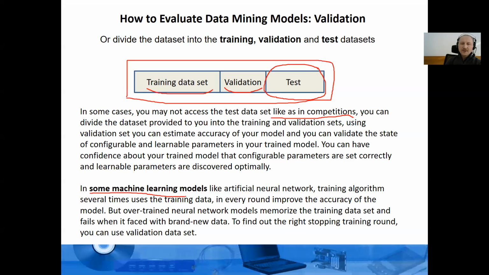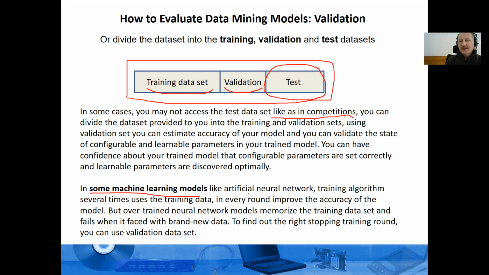Also, in some machine learning models, for example, artificial neural networks, their training algorithms will run for several rounds. For example, in the first round, it will get the whole data set, make some training, and make some optimization. It will find some values for the system parameters, and it will configure your machine learning or data mining algorithm.